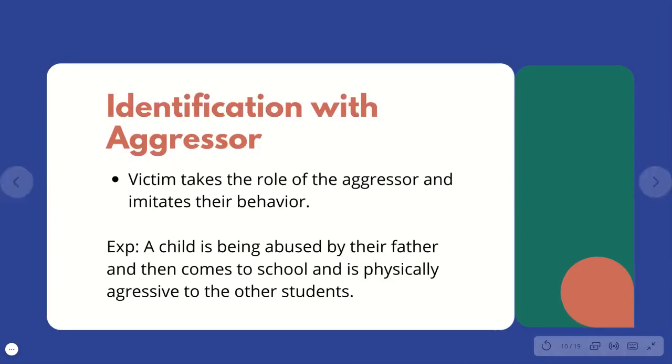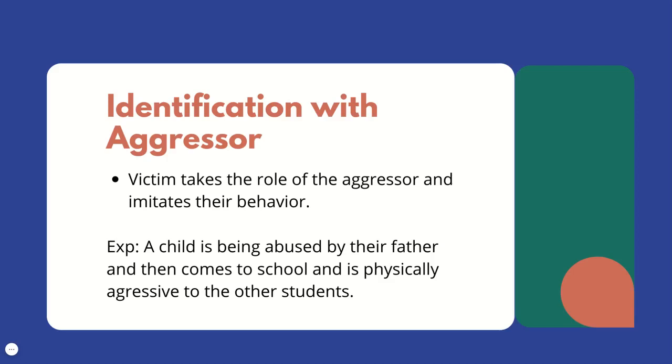Identification with aggressor. So this is when a victim takes the role of the aggressor and imitates their behavior. Why this happens, this defense mechanism, it's a way to protect oneself from harm, right? It's this very situational thing of if you can't beat them, join them, right? I need to protect myself, so I'm going to do the same behavior that you're doing to me. Victim taking on some of those negative behaviors that are being done to them.